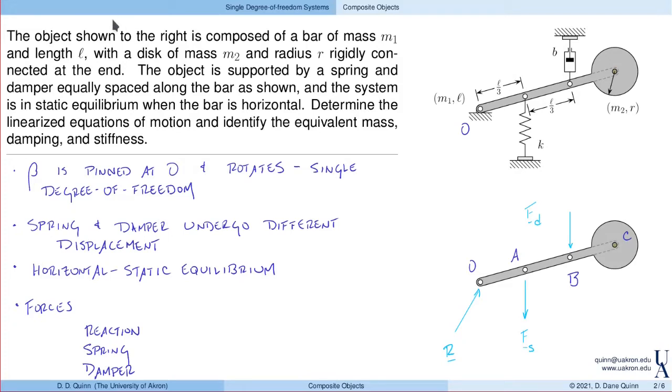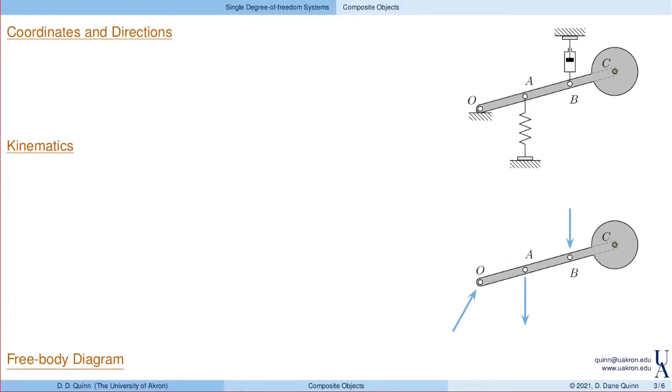The next step is coordinates and directions. So we want to identify directions that are important to this system. Those are going to be I and J. I and J here will be fixed in the ground. Put those over here, horizontal and vertical. And then, of course, we have directions that are associated with the bar itself. We'll define those as E1 and E2. So again, I and J are fixed in the ground.